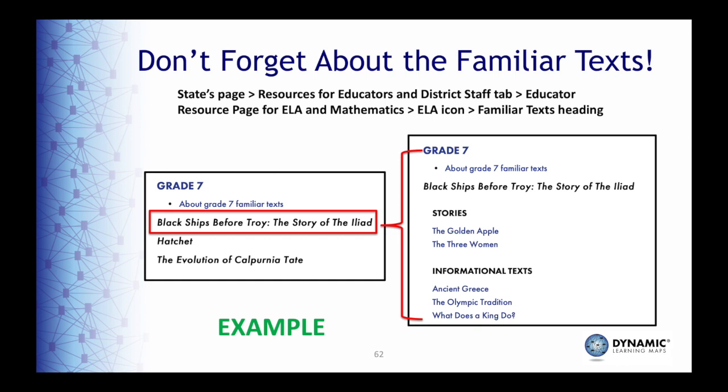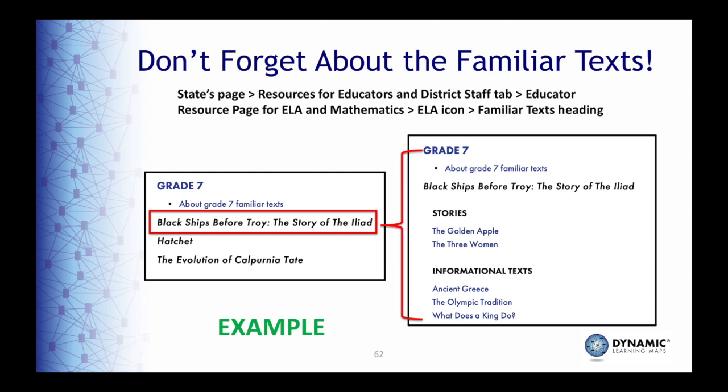The DLM familiar texts are a great place to start when building a unit of instruction for ELA. The familiar texts are found under the Resources for Educators and District Staff tab on a States page of the DLM website. Select the Educator Resource page for ELA and Mathematics, then the ELA icon, and then the Familiar Texts heading. Each grade has 3 main titles, and then each main title is broken down into multiple stories for reading literature and informational texts.